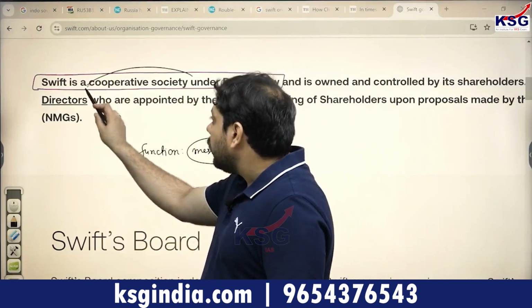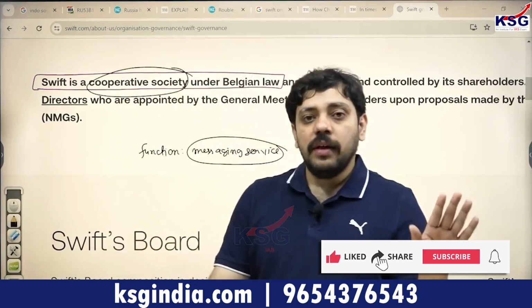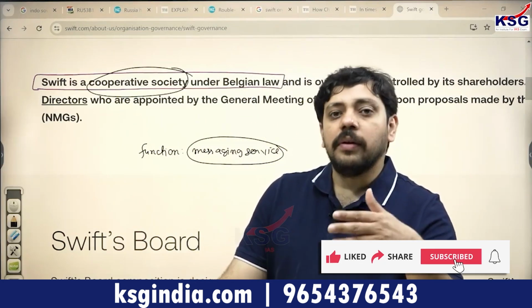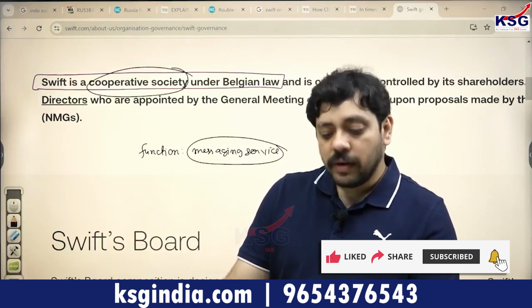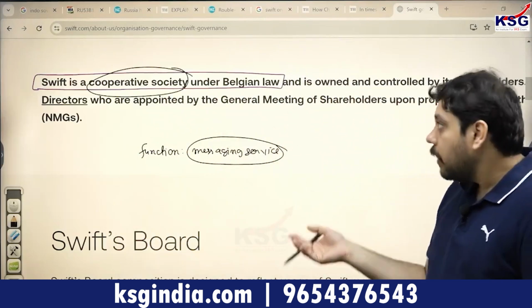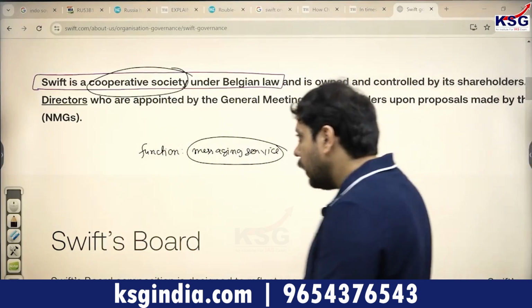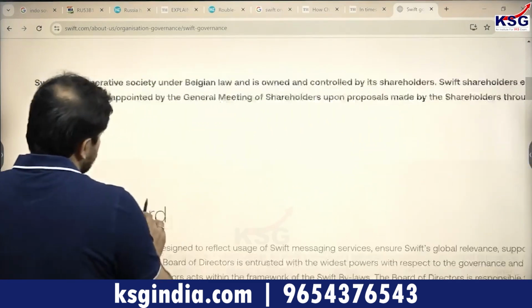Swift is a cooperative society. It is not a corporation. It is not even an intergovernmental organization. It is not a kind of non-profit organization. It is a cooperative society, just like we have cooperative societies in India, which is owned and controlled under Belgian laws, right? That's basically what the organizational structure of SWIFT is.